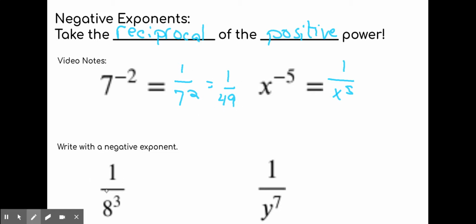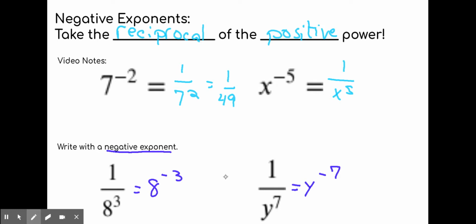Down here we see that we have this 1 over, and they want me to give the negative exponent. They want me to give sort of the original problem. This is the answer. What was the original problem? So 1 over 8 to the positive 3 had to start as 8 to the negative 3, right? That's how this would fix if we were fixing the negative exponent. 1 over y to the positive 7, the original problem would have been y to the negative 7.